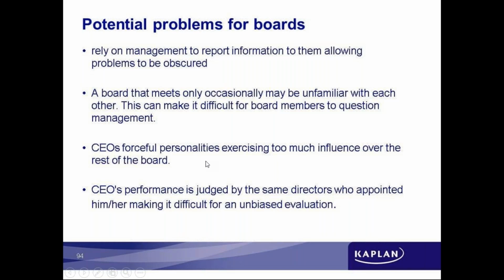Sometimes the CEO, the chief executive officer, takes the upper hand and then overrides decisions. So that can be a problem. Also, the CEO's performance is judged by the same directors who appointed him or her, making it difficult for an unbiased evaluation. So these are real life problems for boards.